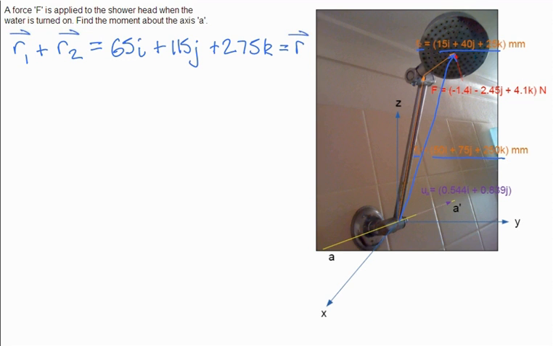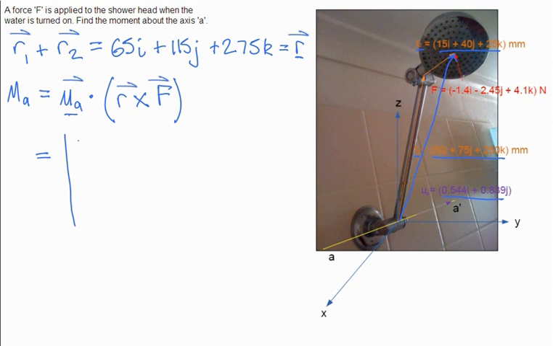The next step is to use the moment about an axis formula, which is moments about axis A equals the unit vector which points in the direction of the axis we're interested in, dotted with the cross of vector R, which we just found, with F. To solve this, we set up a determinant, but instead of the I, J, K values being at the top, we use the values of the unit vector.